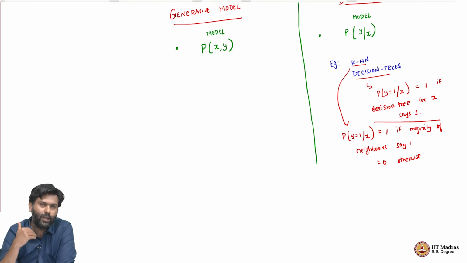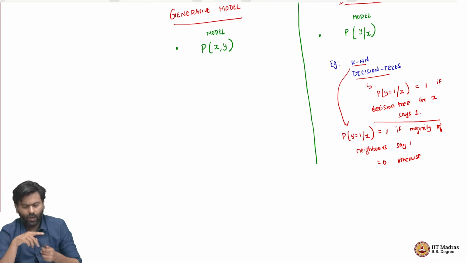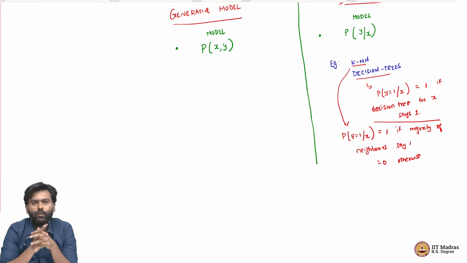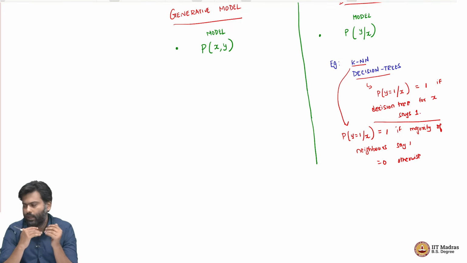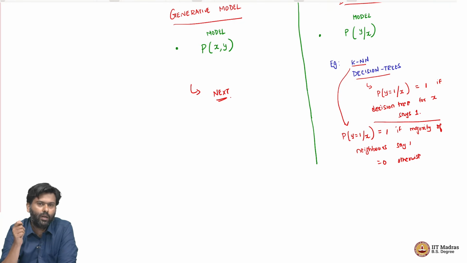What we are going to do next is look at an example for a generative model. We will look at one algorithm which makes a generative modeling assumption, and then it will try to learn some nice interesting models once this assumption is put down carefully. So, this is what we will see next, an example for a generative model based algorithm.